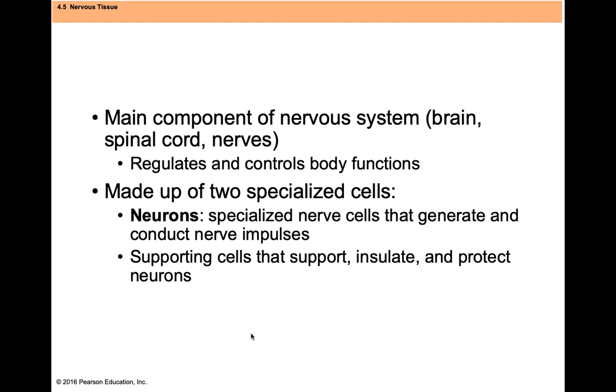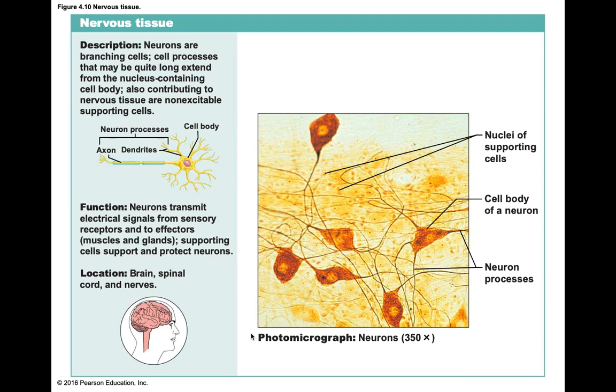So we have two specialized cells that we're going to talk about. We have neurons, which are specialized nerve cells that generate and conduct nerve impulses. And then these are accompanied by our supporting cells that help to support, insulate, and protect neurons. Okay, so this is what our nervous tissue looks like.